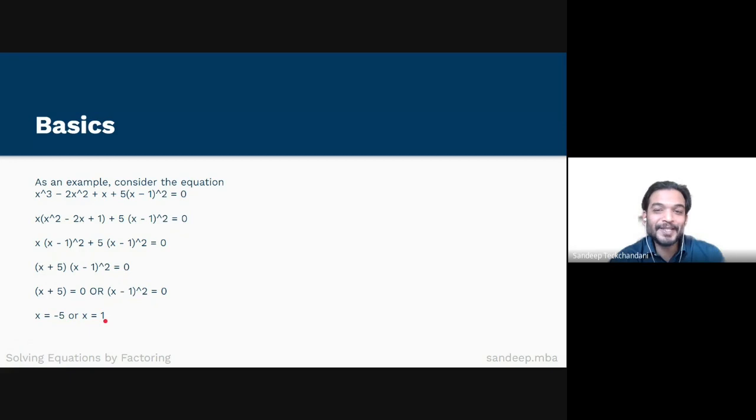Let's solve one more example. Consider x times (x minus 3) times (x square plus 5) divided by (x minus 4) equals 0. Please note that a fraction equals 0 if and only if the numerator equals 0. In our question, the numerator is x times (x minus 3) times (x square plus 5). The denominator cannot be 0 because division by 0 is not defined.